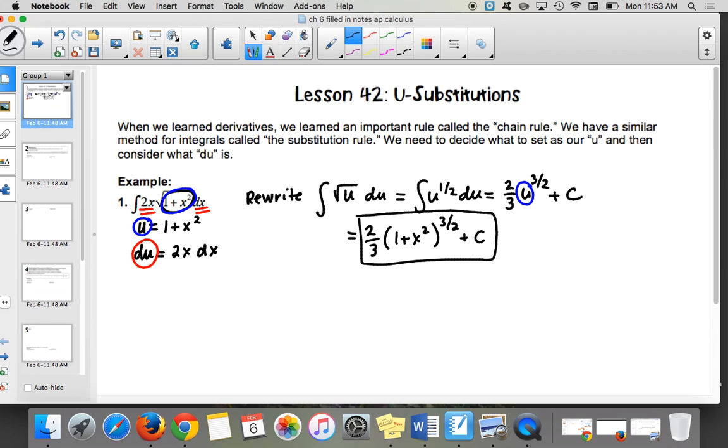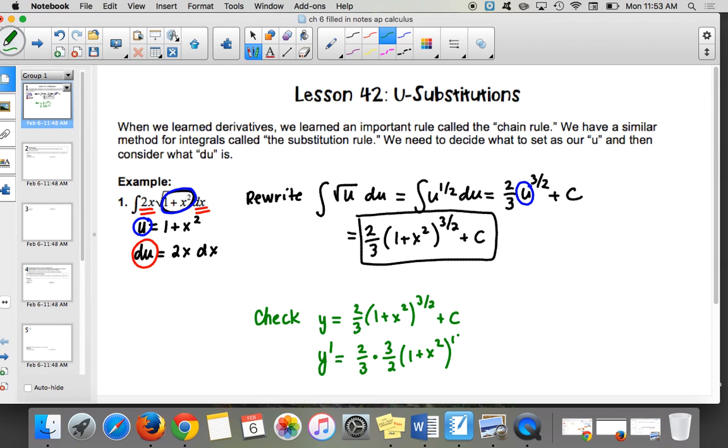The nice thing about this is you can always check. If you aren't sure if the U substitution worked, let's do a quick check step. If I let y equal 2/3 times 1 plus x squared to the 3 over 2 plus c, let's think about how we would do the derivative. I would have my 2/3, then multiply by the derivative of 1 plus x squared raised to the 3 over 2. So I'd have times 3 over 2, 1 plus x squared, subtract 1 from the power to get 1/2, and then the derivative of c is 0.